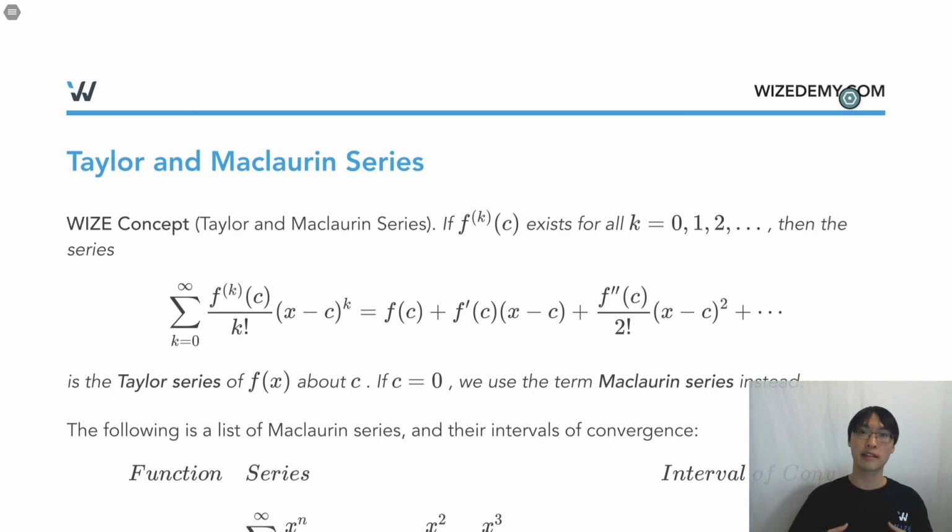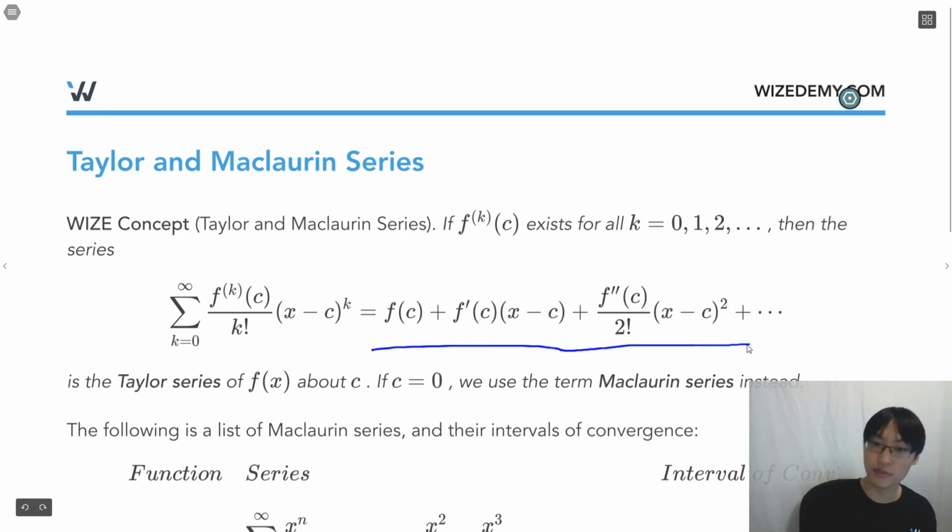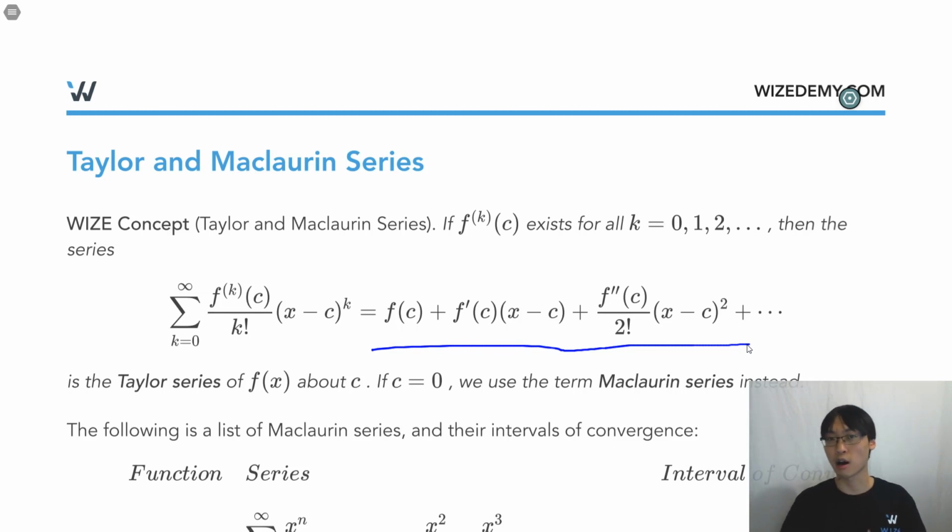So the Taylor polynomial was an approximation to a function at some point c that took on the form f(c) plus f prime of c times (x minus c) plus the second derivative of f at c divided by 2 factorial times (x minus c) squared, and you would do this till you have the nth term. And the result was a polynomial that was what we called the nth order approximation to some function f.